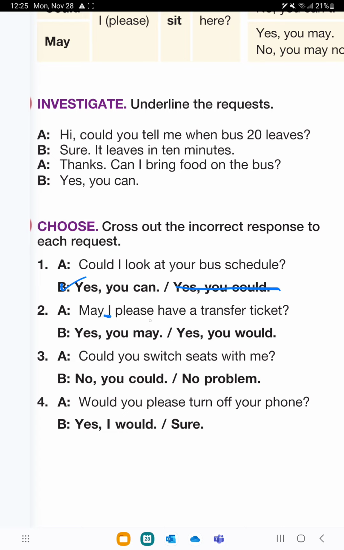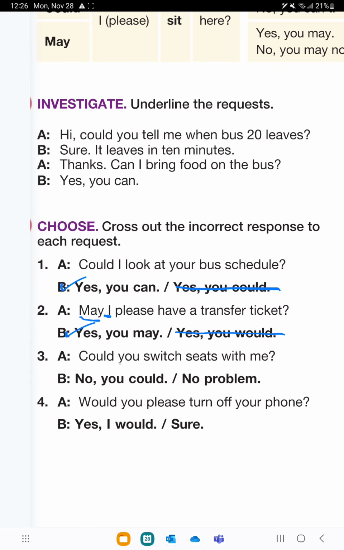Number 2, may I please have a transfer ticket? So remember what we said, the same way you ask for permission, we're going to use that in the answer. So we have yes, you would, yes, you may. Yes, you would is wrong. We answer with yes, you may.